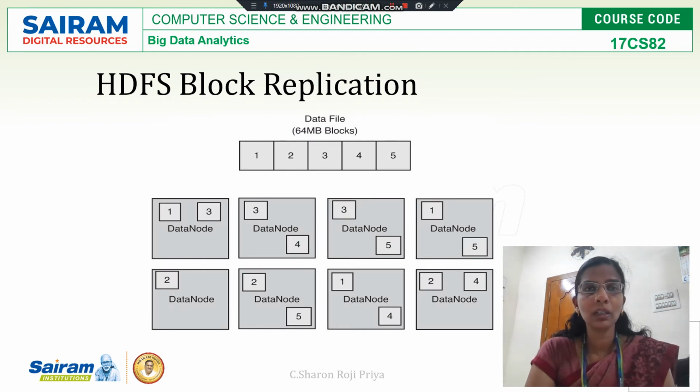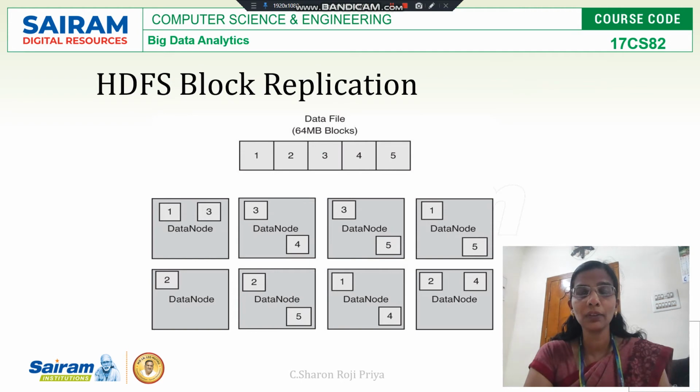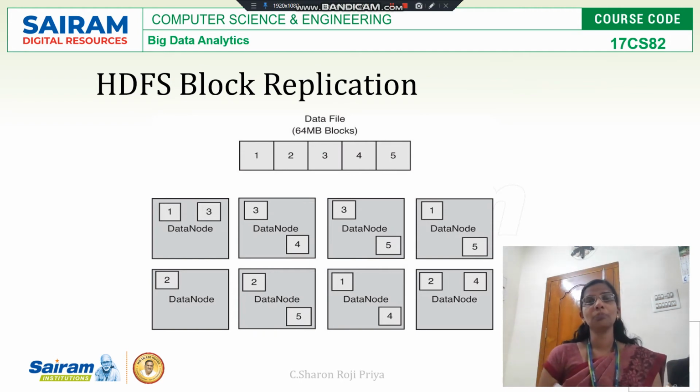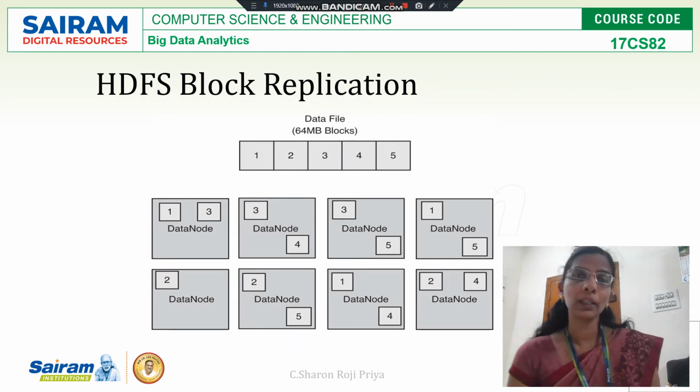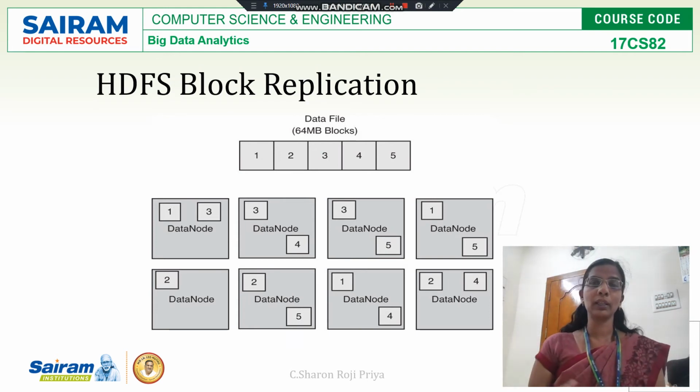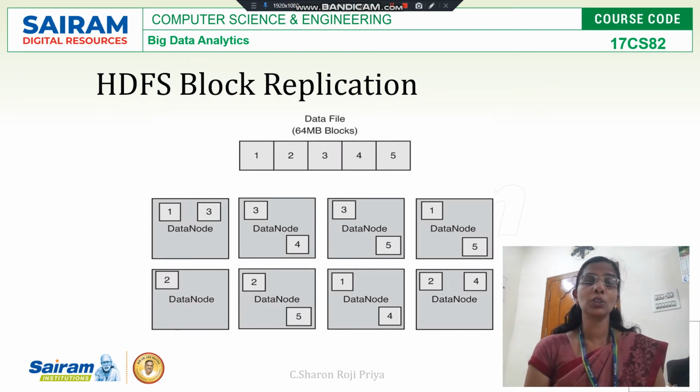Next, as we have seen in the previous video, one of the main features of HDFS is maintaining multiple copies of data. Why does it have to maintain multiple copies? Because if a data node fails, the data should not be lost. The client should be able to get the data from other data nodes. So HDFS should maintain multiple copies.